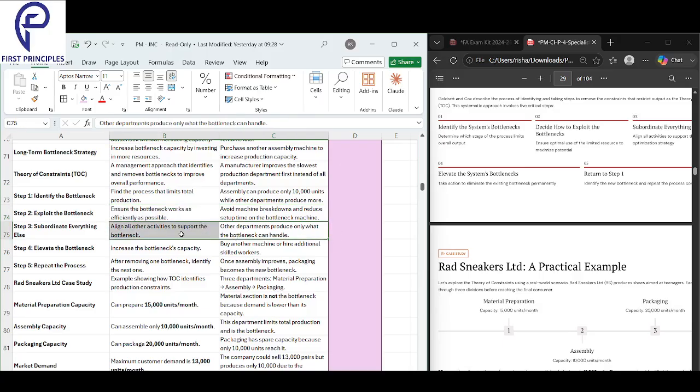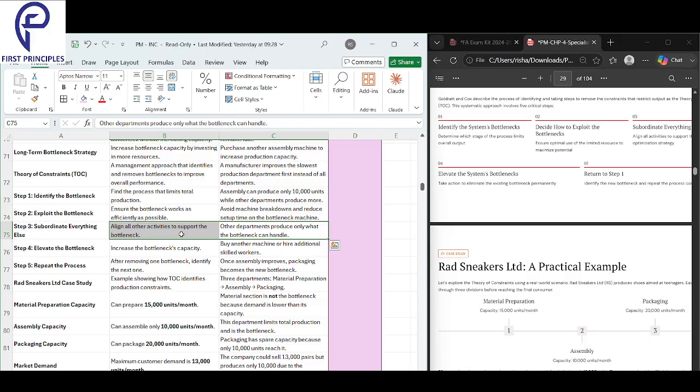Right? Next, subordinate everything else. Other departments produce only what the bottleneck can handle. Right? Align all other activities to support the bottleneck. You're totally giving support to the bottleneck here. You ensure that all other departments are also producing only what the bottleneck can handle. You make sure that there is no problem for the bottleneck from any other departments as well.